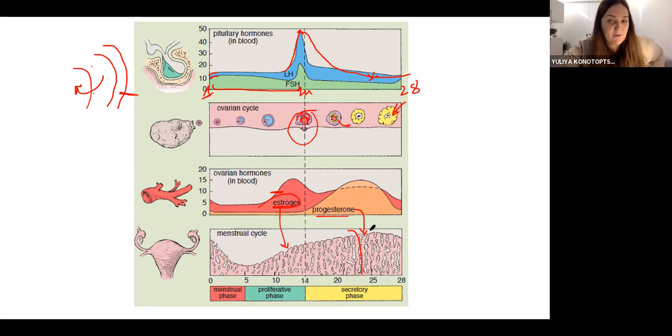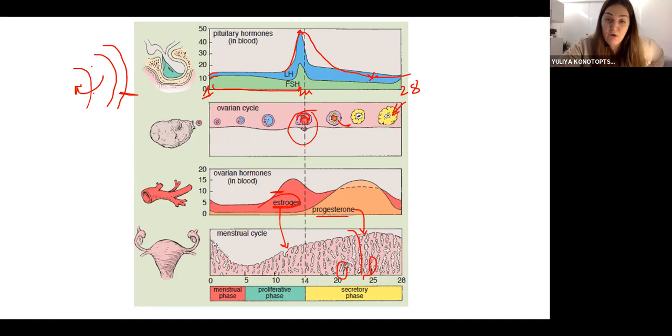How does it keep it thick? It's super thick, so it needs lots of nutrients to be alive. So who provides those nutrients? Spiral arteries, they're right here, right? So these are spiral arteries, they're right there. Just one problem, these spiral arteries are super progesterone sensitive. If progesterone is present, spiral arteries are open. If progesterone is absent, spiral arteries are closed.